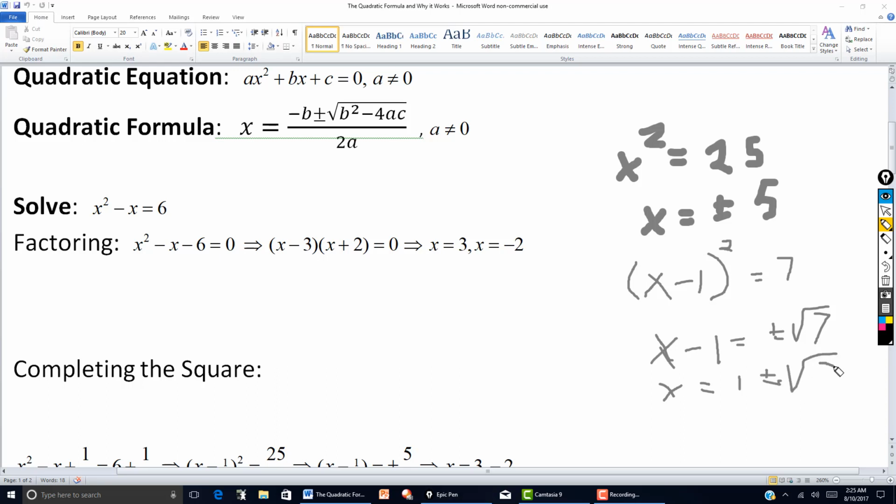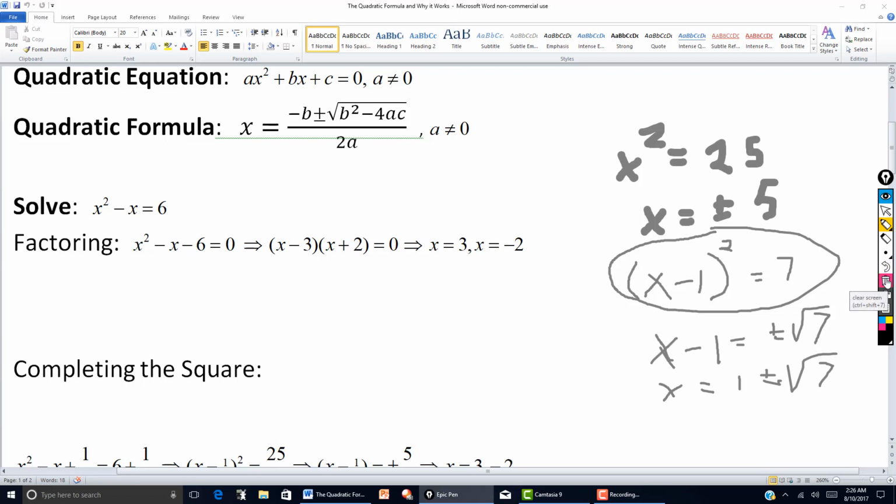Okay, so now let's clear this. The objective in completing the square is to come up with something that looks like this, because then all you have to do is take the square root of both sides using the plus or the minus.